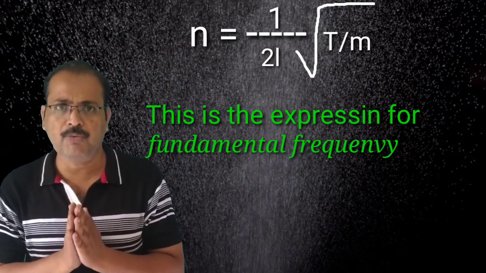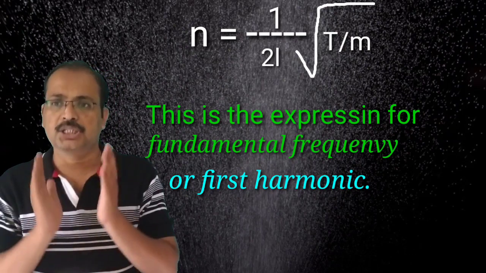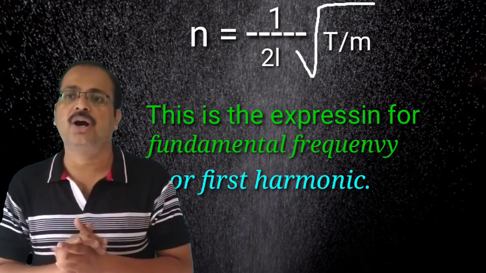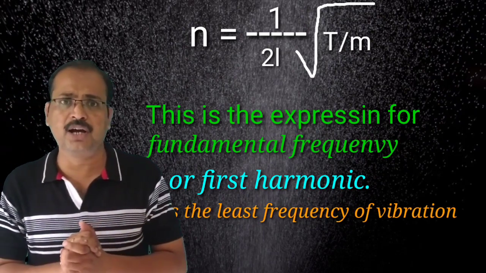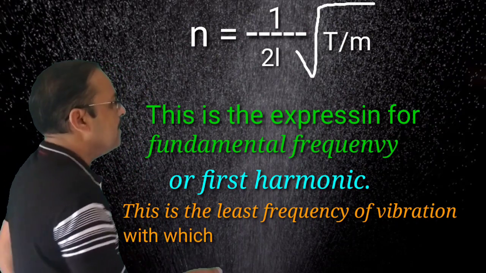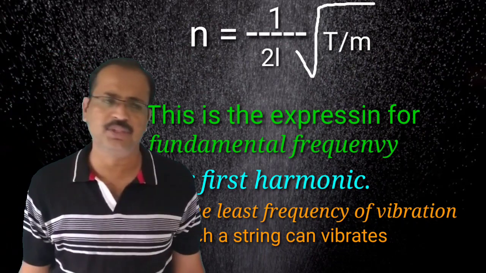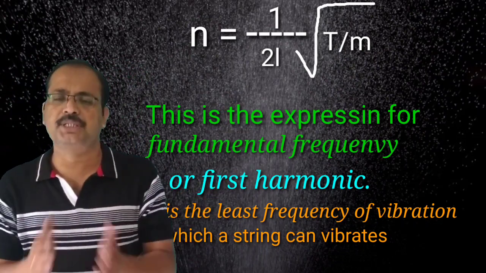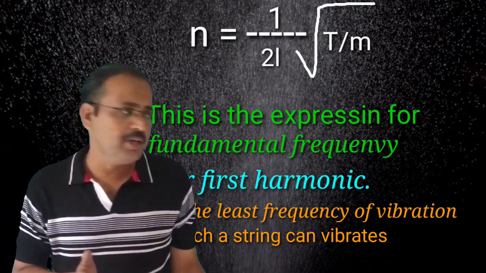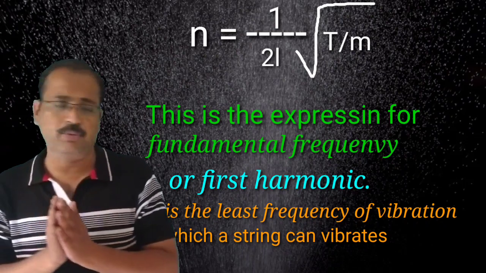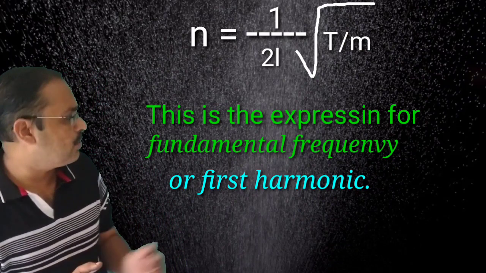Fundamental frequency of vibration or first harmonic. This is the least frequency of vibration with which the string can vibrate. Therefore, it is called the fundamental frequency. What is the value of the fundamental frequency? n is equal to 1 upon twice l under root T upon m.